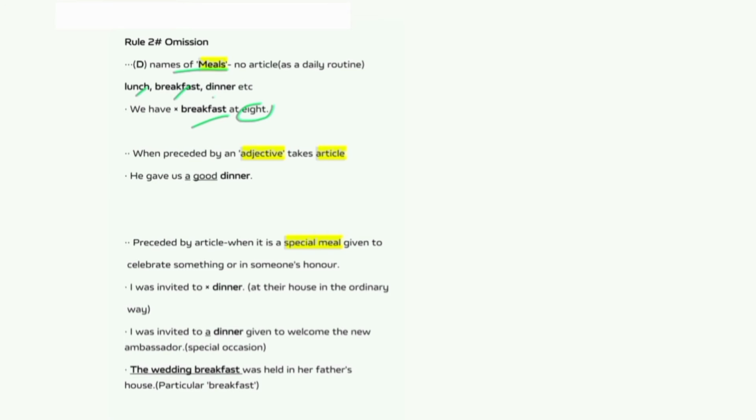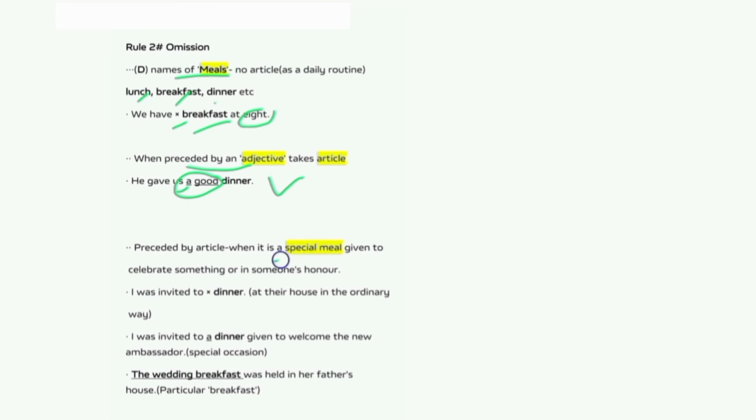That's why we put no article before that. But it takes an article when preceded by an adjective. Like, he gave us a good dinner. Dinner is preceded by an adjective, good. That's why we put a before dinner. The article is also used when it is a special meal given to celebrate something or in someone's honor.